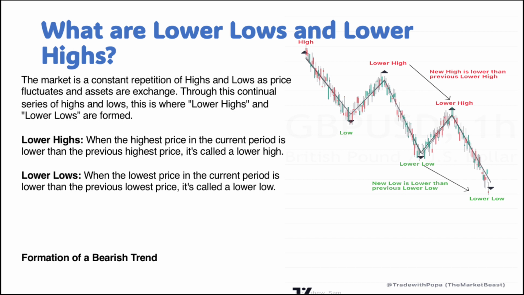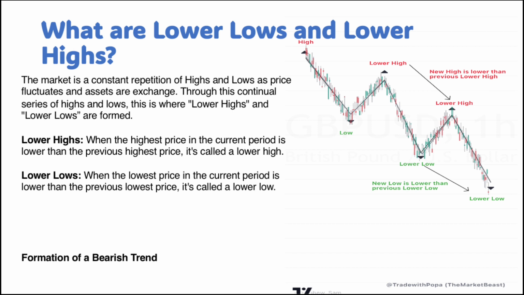A lower high is when the highest price point in the current market period is lower than the previous highest price. It's called a lower high. And lower low, same thing. When the lowest price in the current period is lower than the previous lowest price, it's called a lower low. It's a formation for a bearish trend.